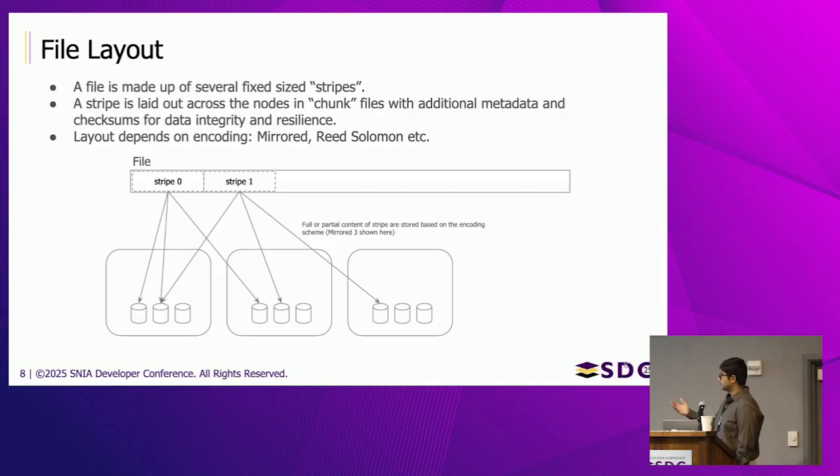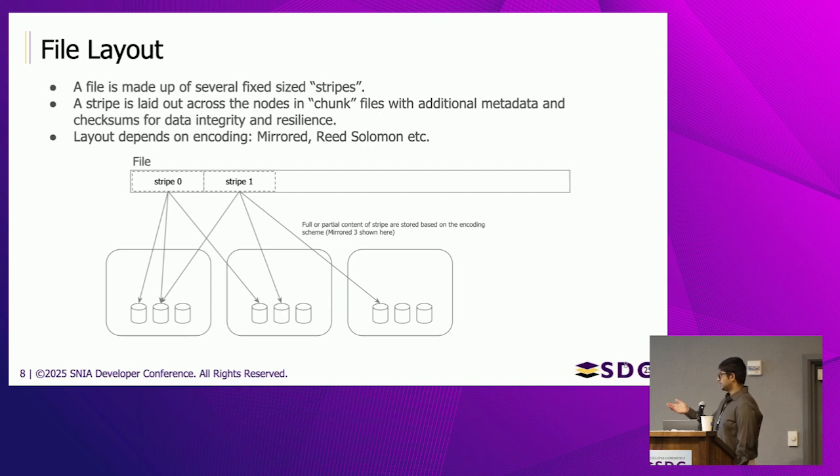So our file layout is kind of standard. It's similar to what you'd imagine, like Google File System, except obviously we're masterless. Each file is made up of several fixed-size stripes, where each stripe is made up of chunk files that are distributed across different nodes, with additional metadata and checksums that are needed to maintain our data integrity and resilience algorithms. And we achieve the resilience part by using different encoding schemes, which can be mirrored, Reed-Solomon, and other forms of erasure encoding.